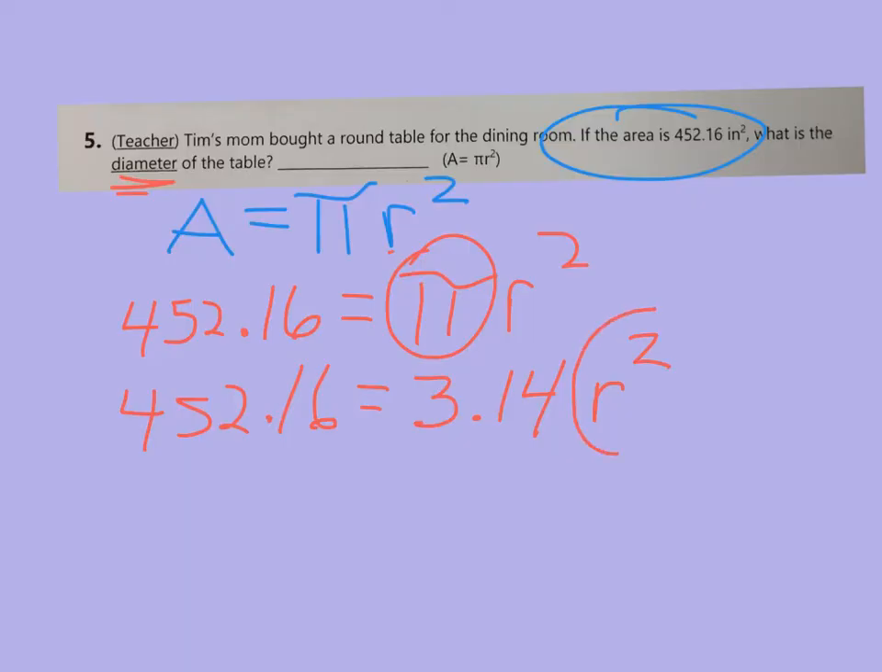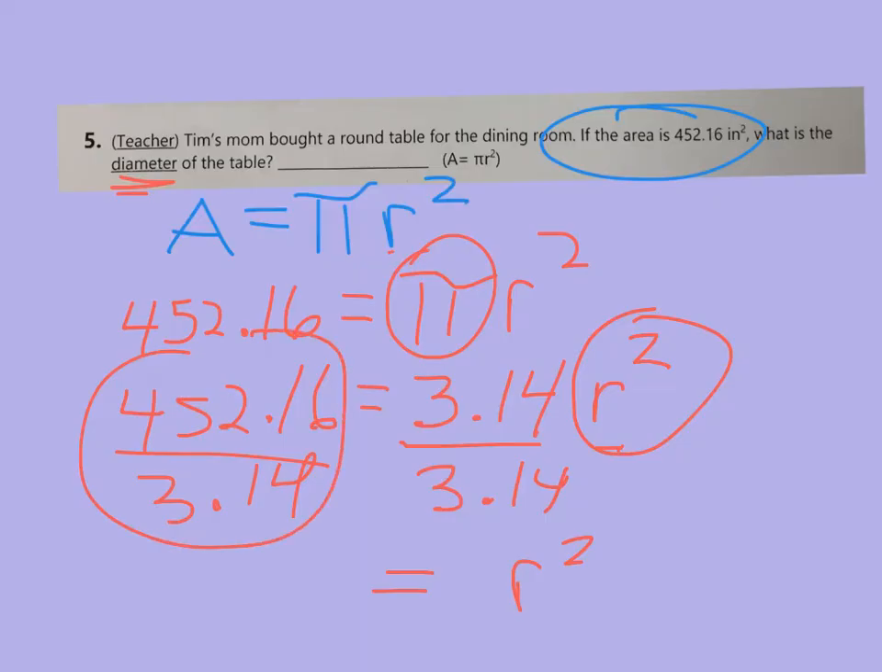I'm going to get r squared all alone. I want this variable on this side alone, so I'm going to divide by 3.14 on this side and divide by 3.14 on the other side. Now I'm going to have r squared equals whatever this is. Let's divide that out, and we will get 144. So r squared equals 144. What number squared, what number times itself gives you 144?